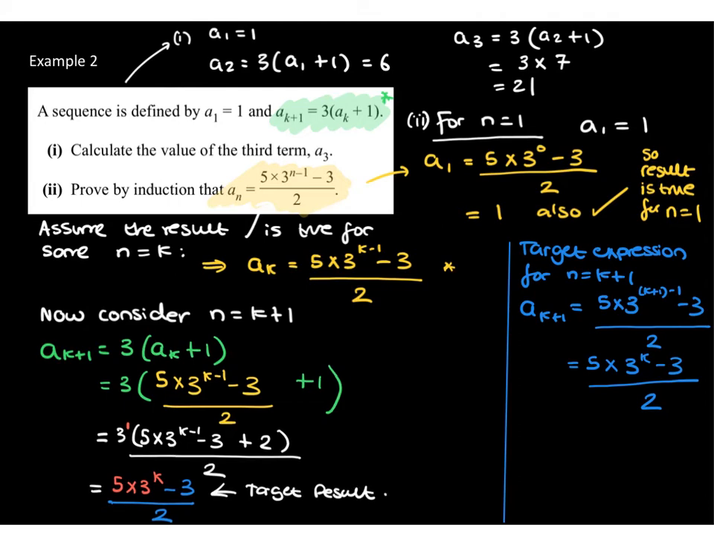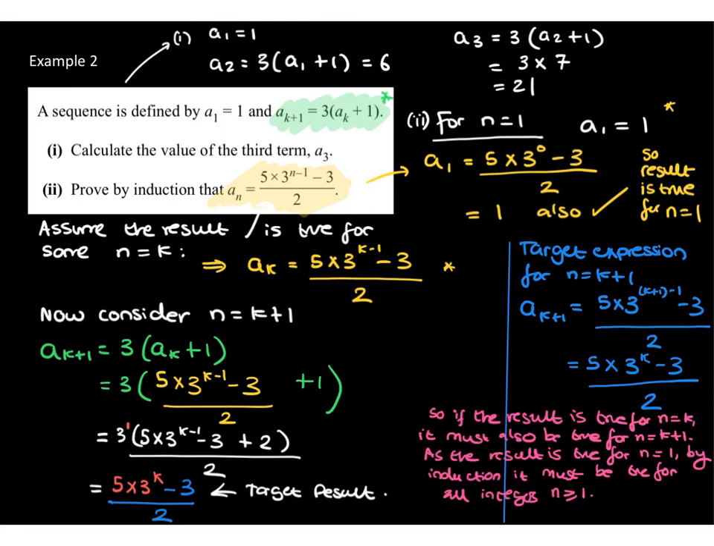So we have proven that using the recurrence relation, if we assume that the result is true for some value n, which we call k, the result must also be true for the next term, the k plus 1th term, and by induction, the result must be true for all values of n because we proved it was true for n equals 1. So please don't forget to write your concluding statements at the end of this, in which you must refer to all the key points that we keep covering.